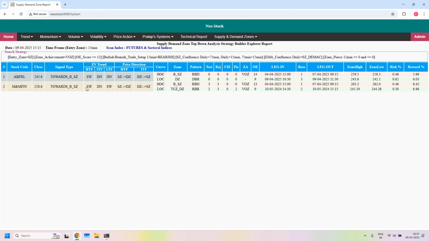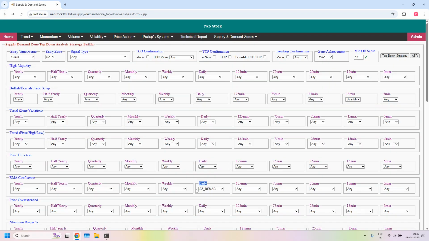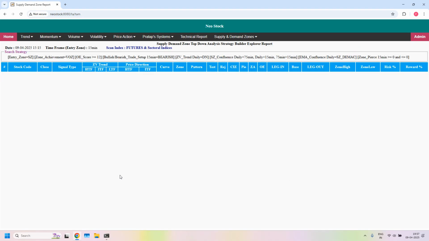Sorry, we didn't filter with sideways, right? We should not use daily EMA confluence with a sideways trend. That's why in the trend on the daily time frame, I'm setting the filter as downtrend, because it is a bearish trade setup. Now you won't get any stocks. We don't have any stocks. Earlier, 2 stocks had a sideways trend on daily. EMA confluence should not be used with a sideways trend.